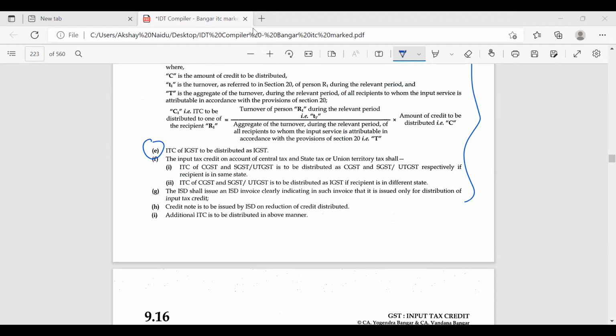Now what about point number F? Please explain what is point number F.